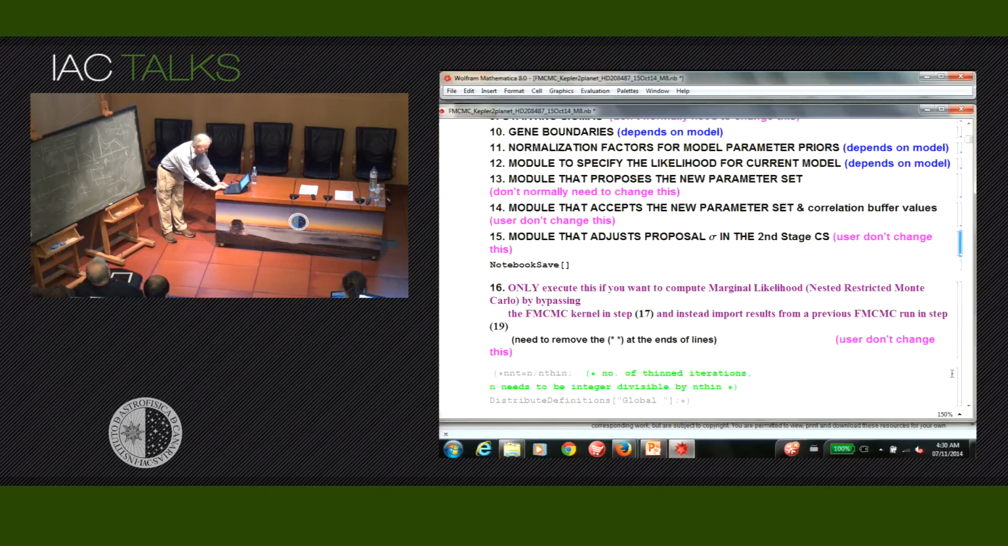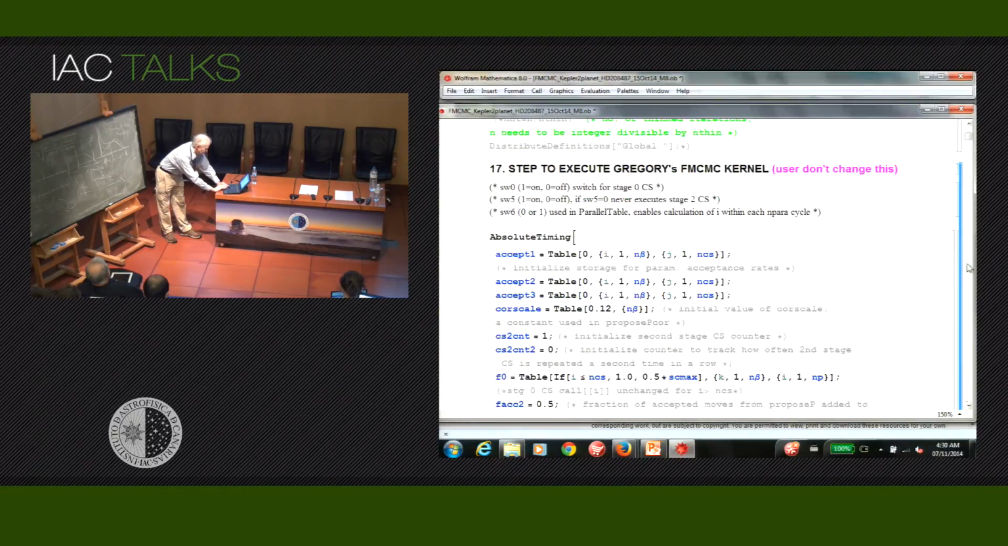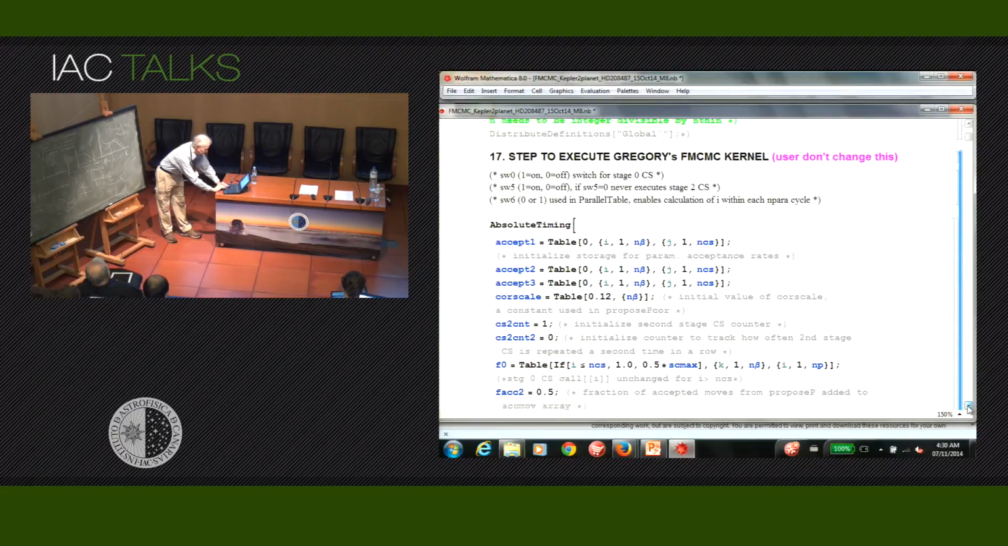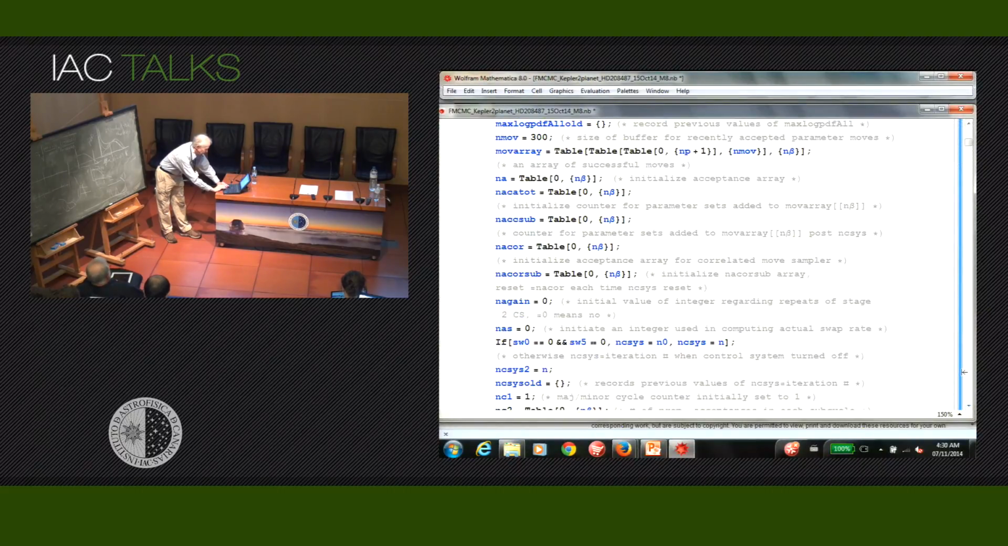And then here's the kernel down here. This is the kernel. You don't want to change that. You'll almost certainly make a mistake. It's not anywhere near documented well enough to play around in this area. And it goes on for a long way.